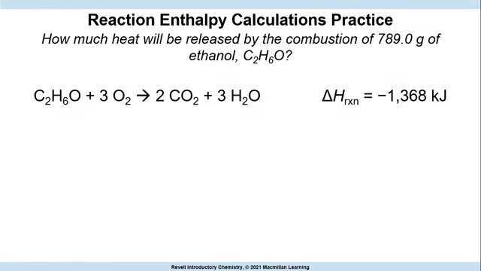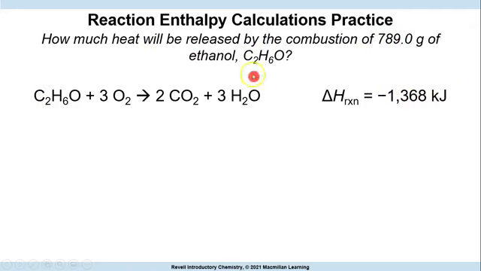How much heat will be released by the combustion of 789.0 grams of ethanol? We've been given the balanced equation, and then we have been given the delta H reaction. So, how much heat will be released by the combustion of 789.0 grams of ethanol? We know that if we combust 1 mole of ethanol, it gives minus 1368 kilojoules.